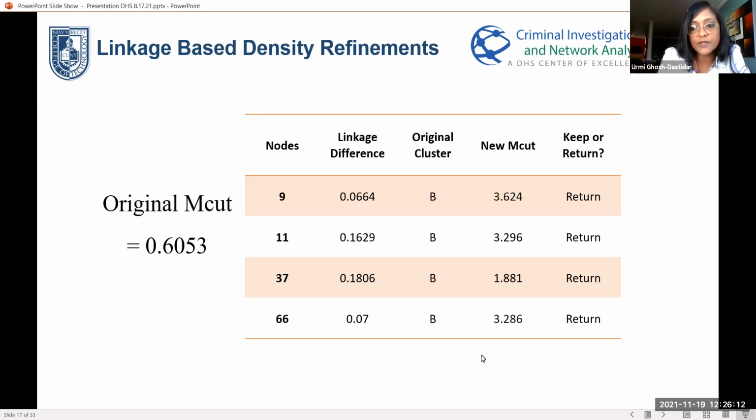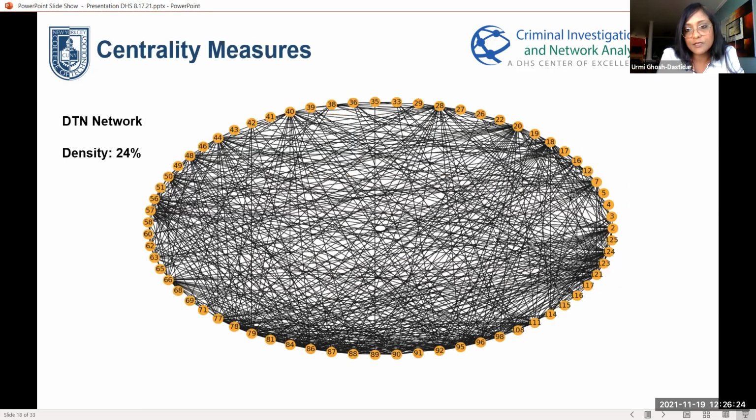Because we know the drug trafficking network's density is low, since people want to keep less communication so they don't get prosecuted or caught up. So we looked at the density. This is the density of the network that we looked at.